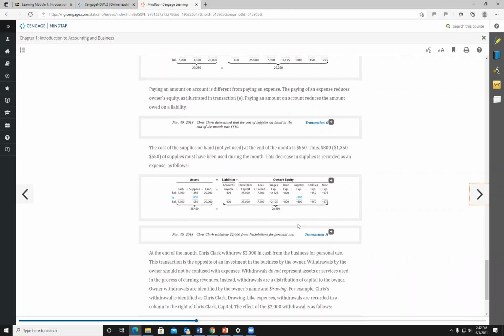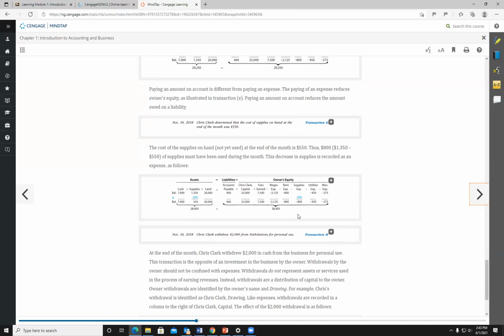So here's another transaction. Chris Clark determined that the cost of supplies on hand at the end of the month was $550. Okay, so now what's happened is we've used some supplies. That's fine. We're supposed to use supplies. So at the end of the month, you're going to do an adjustment to your supplies. What's going to happen here is the supplies that you purchased, you have to now expense because you've used it. And that's how accounting works.